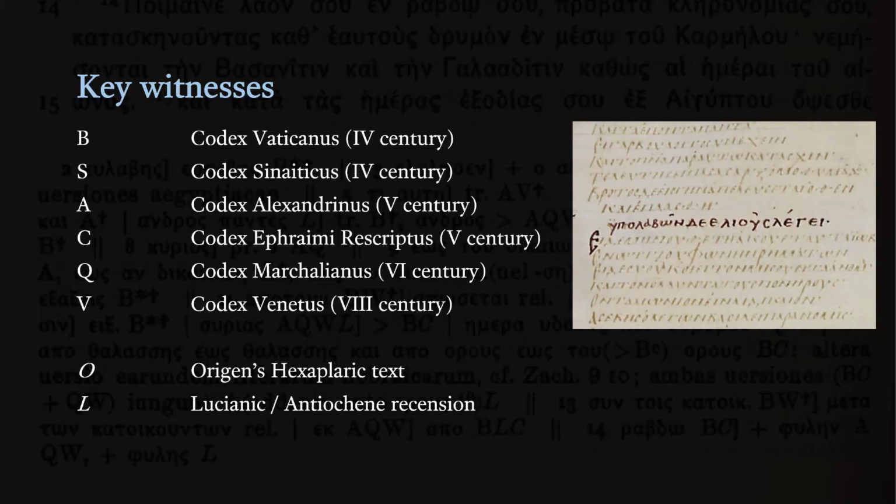So that's going to be marked with a scripted O, and then the scripted L represents the Lucianic recension, also known as, probably more commonly these days, the Antiochene recension, which I'll also cover down the road. So those are going to be the main witnesses that you'll see. Again, you're not going to see them on every page because a given book may not exist in one of those, but those are the typical manuscripts or witnesses that you'll see in that bottom apparatus.